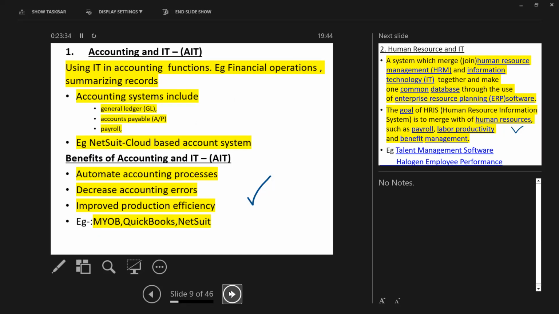Using ICT in accounting functions, for example, financial operations, summarizing records. Accounting systems include the general ledger, GL, accounts payable, and payroll system. NetSuite, a cloud-based accounting system software, is used for those accounting purposes. Benefits we can take: automate the accounting process, decrease accounting errors, and provide production efficiency. The software includes MYOB, QuickBooks, NetSuite.